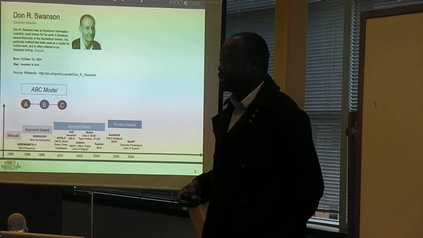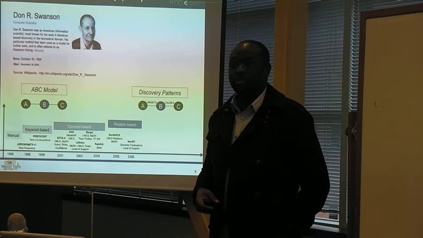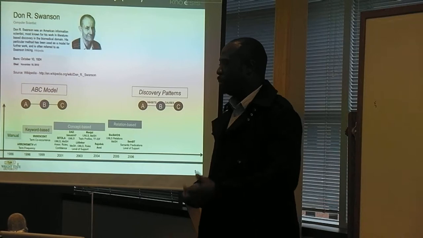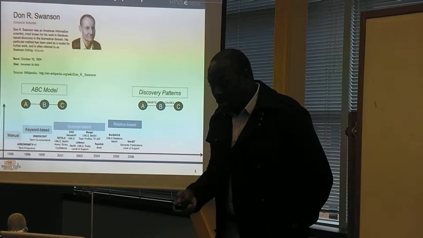Dmitar introduced what are called discovery patterns, where he said, if I know a substance inhibits some kind of body measure, and when that body measure is high, then it causes some kind of disease, then I can say, well, maybe the substance treats the disease. That also worked fine. It's not, however, really adequate for finding complex associations.